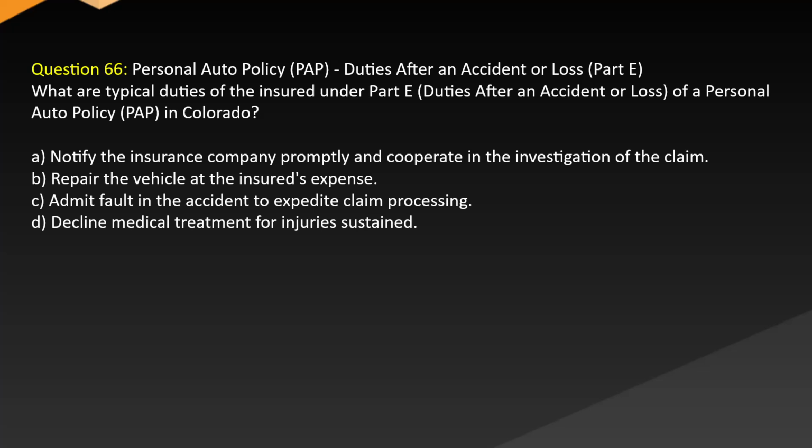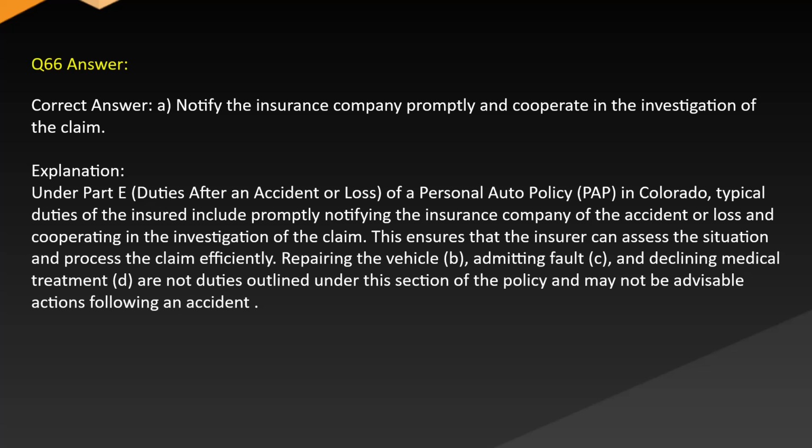Question 66. Personal auto policy, PAP. Duties after an accident or loss, Part A. What are typical duties of the insured under Part A, duties after an accident or loss of a personal auto policy, PAP, in Colorado? A. Notify the insurance company promptly and cooperate in the investigation of the claim. B. Repair the vehicle at the insured's expense. C. Admit fault in the accident to expedite claim processing. D. Decline medical treatment for injuries sustained. Correct answer: A. Notify the insurance company promptly and cooperate in the investigation of the claim.